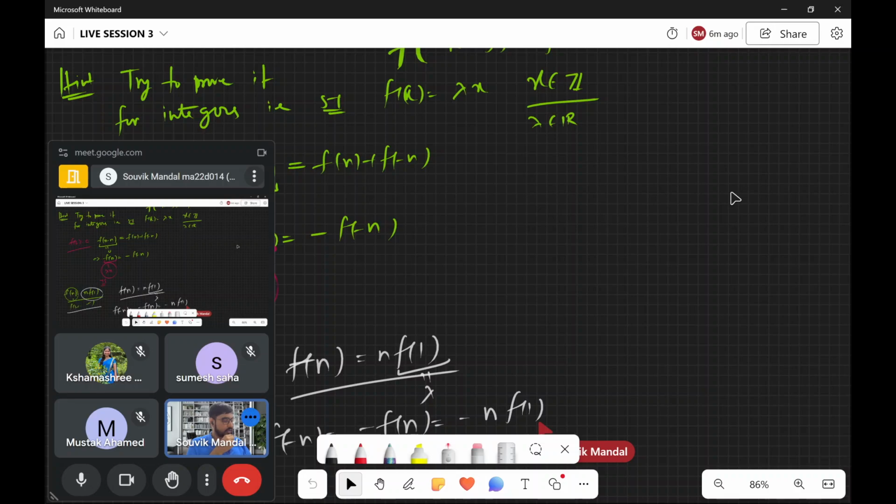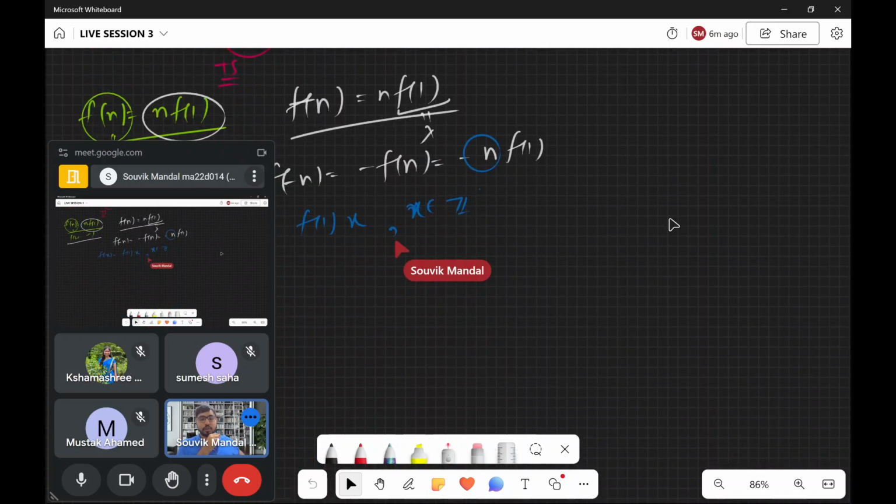So now we can club this minus. Altogether we get that f of x equals f of 1 times x, where x belongs to the integers Z. For natural numbers, this is true now. Now we need to show the same equation is true for rational numbers.